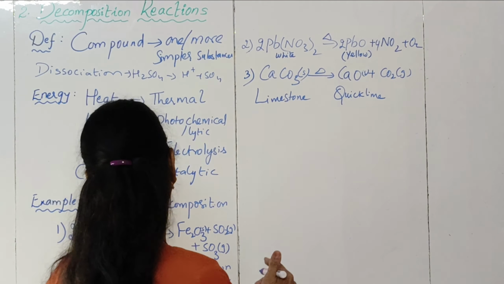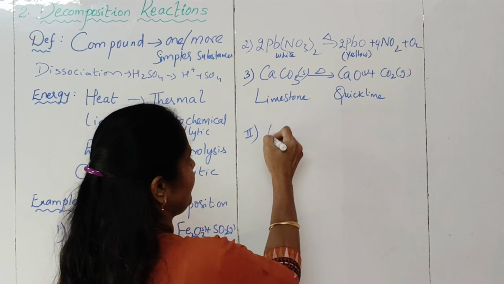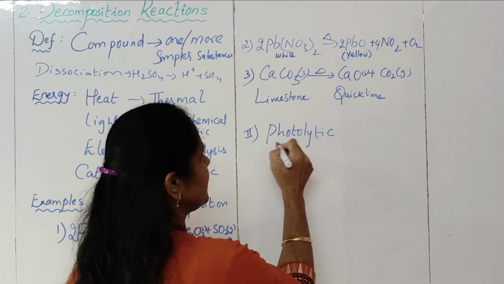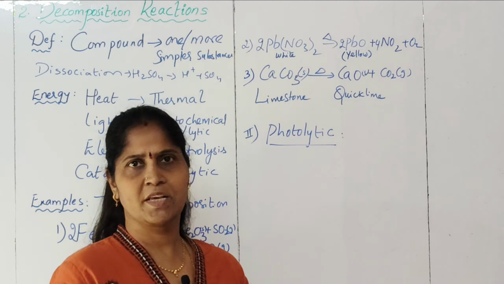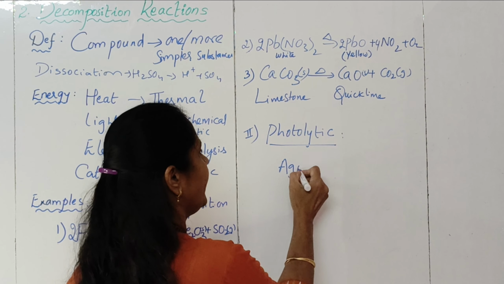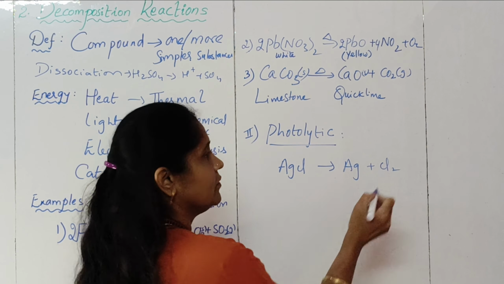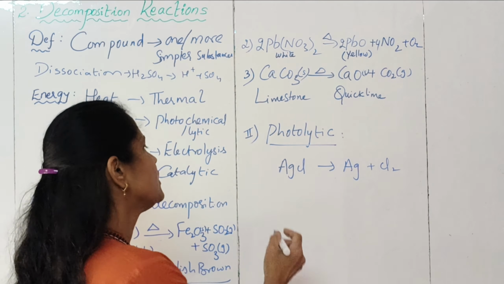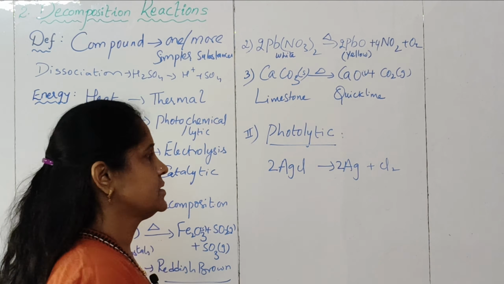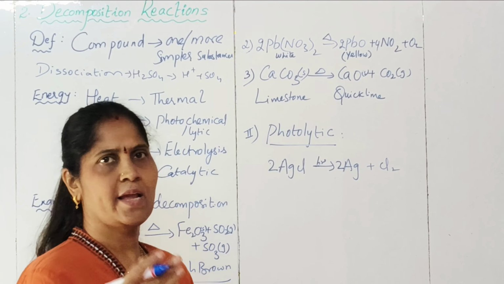Then next we can talk about the second type of decomposition, that is in the presence of light, the photolytic or photochemical decomposition. The characteristic example you have is silver chloride. This will get broken down into silver and chlorine. Is this balanced? Again, no. So you have a 2 there and then a 2 here, so this will be balanced. And here the source is light, h nu.